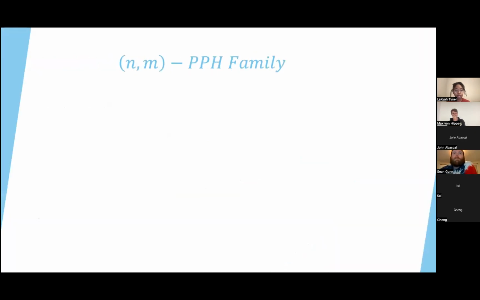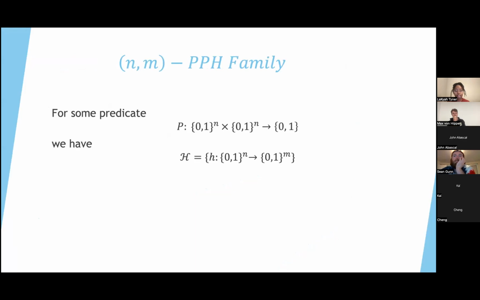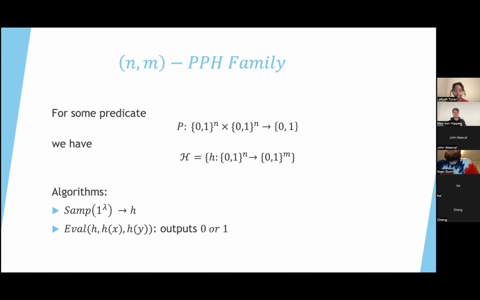Okay, so a little bit more formally, a property preserving hash family for some binary predicate p consists of this family of hash functions, curly h, and the following algorithms. And also feel free to stop me at any point and ask questions if something is not clear. Okay, so we have our SAMP algorithm, which samples one hash function from that hash family. And then we have our eval algorithm, which takes as input a description of that hash function, and then h of x and h of y, and then outputs 0 or 1.